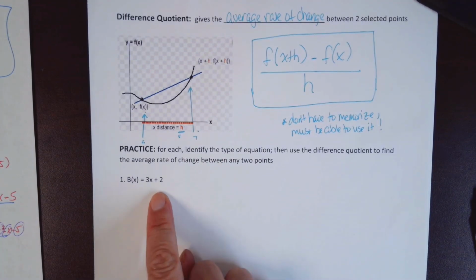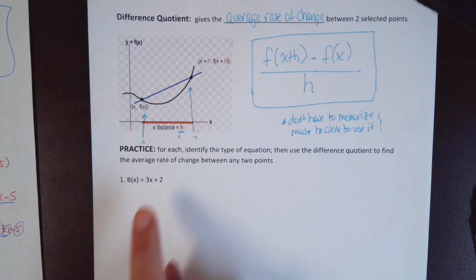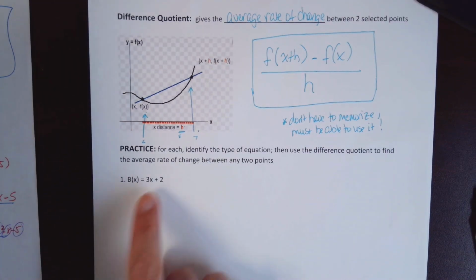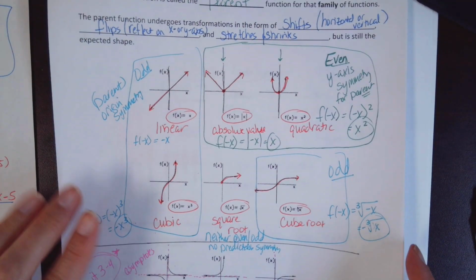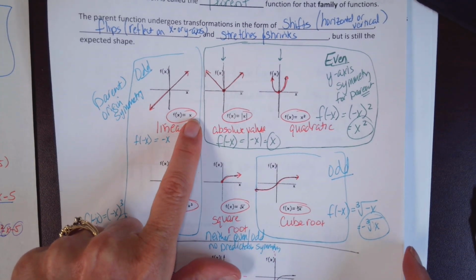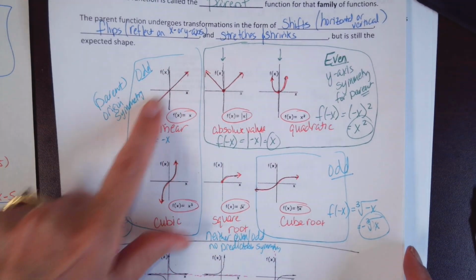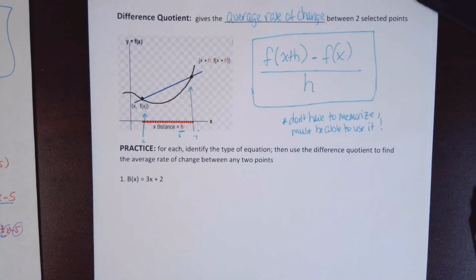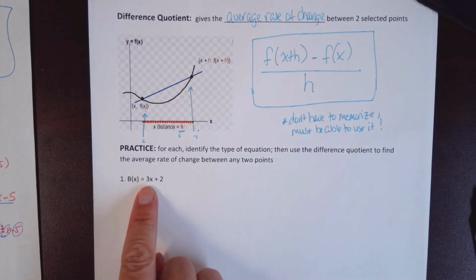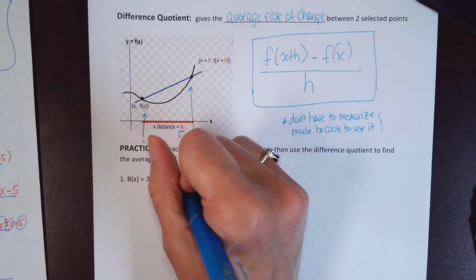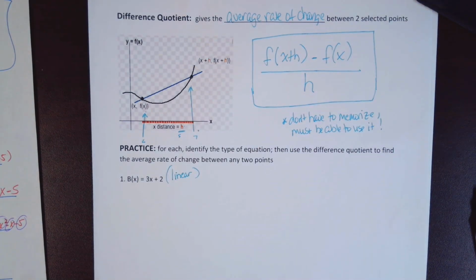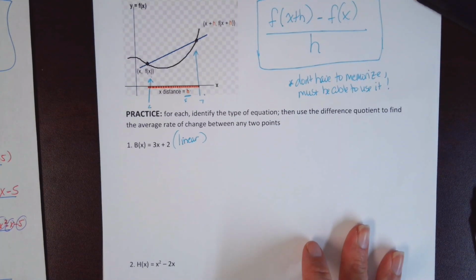Now, number 1, what type of function is this? If you need to, you can pull out your parent function sheet. It's not the parent, but I've just got an x there. It's not being squared, cubed, anything. And when I look through my functions, I see the one with just the x. Well, that's a linear function, so it's going to be a straight line. Straight line has a slope. So I can simplify this. My slope's going to be 3. That's what I'm looking for. But we're going to work through and practice with our difference quotient, knowing that this is a linear function. So it's going to simplify to give me a constant.